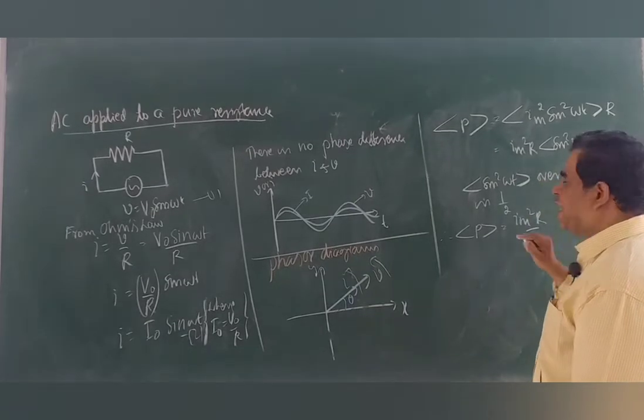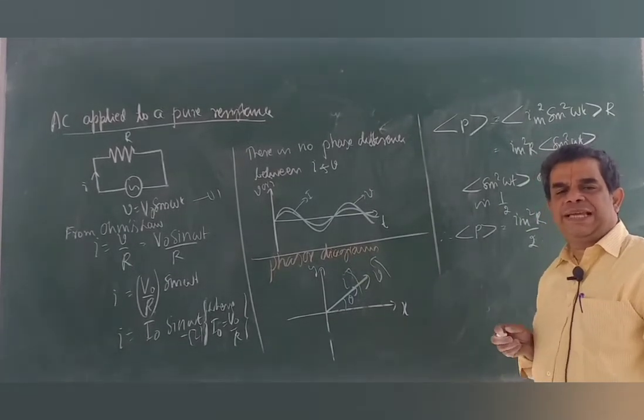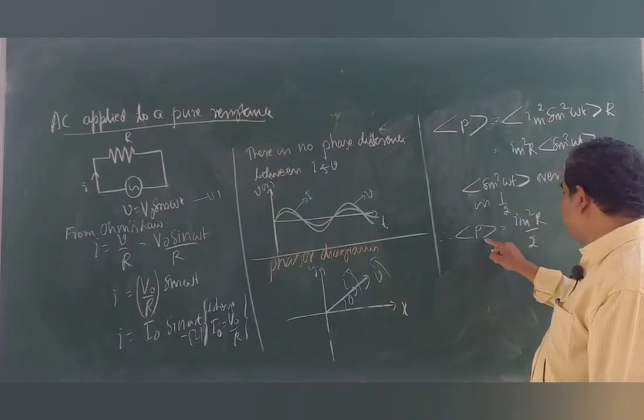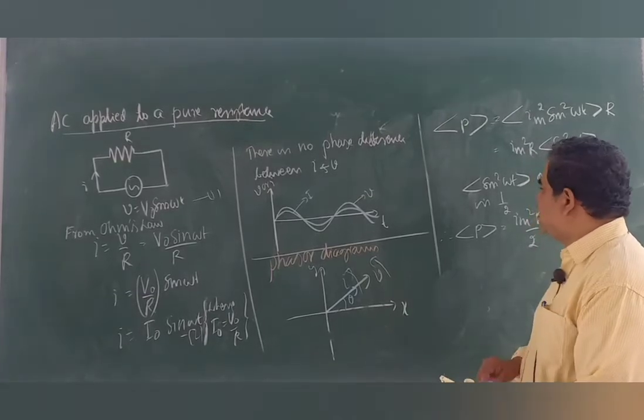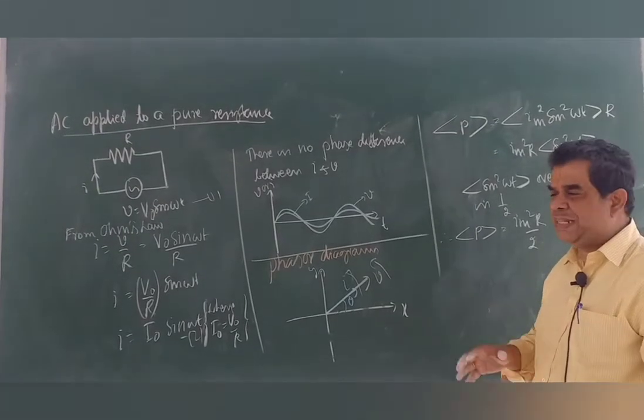This we do by integration, sin square omega t, as we did in case of the root mean square value. So it is only half. Average power is Im square R by 2. This is the power dissipated in resistance when we apply the AC.